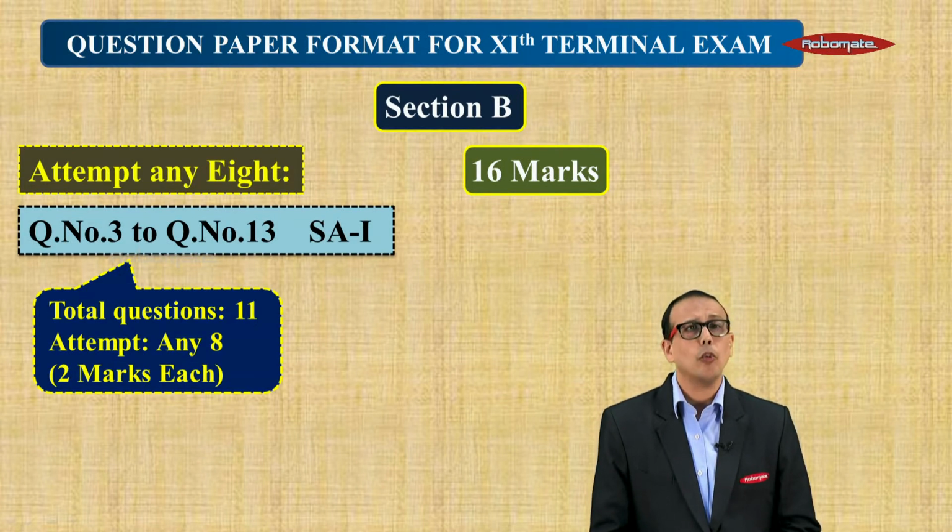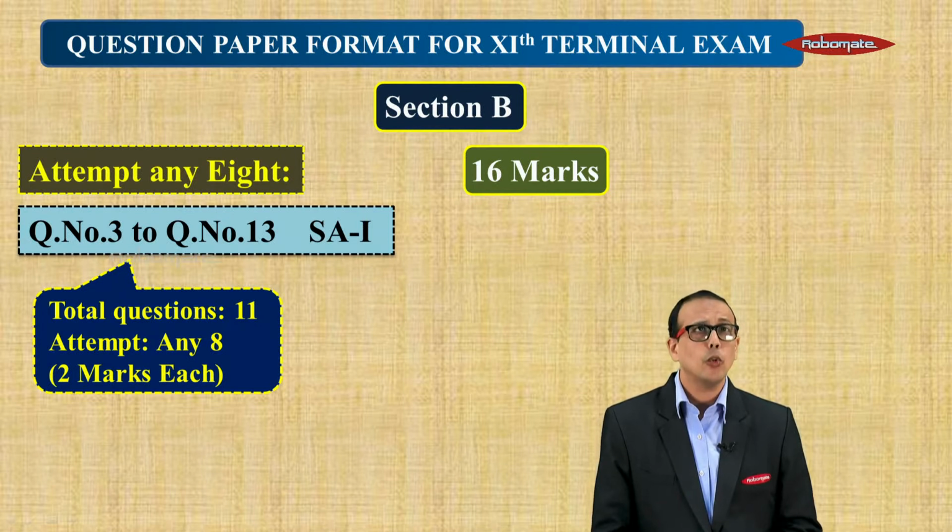In this section, you will have questions 3 to 13. So in all there will be 11 questions, but you have to attempt only 8 questions and each question carries 2 marks. So out of 11, you have to attempt 8, and 2 marks for each. 8 twos are 16, hence the weightage here is 16. In this section, you can expect short answer type questions. SA denotes short answer type questions. Well, moving ahead students, internal choice is given here as compared to section A. All questions were compulsory there, but here you can clearly see out of 11, you have to attempt any 8.